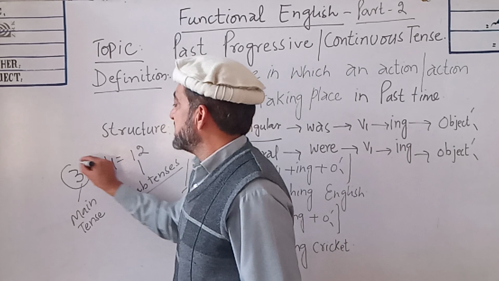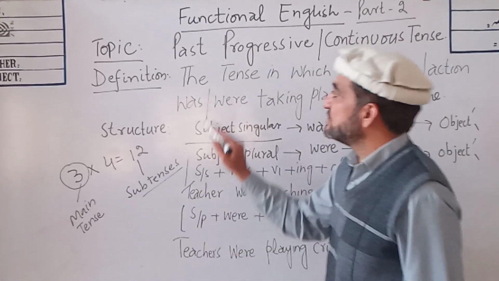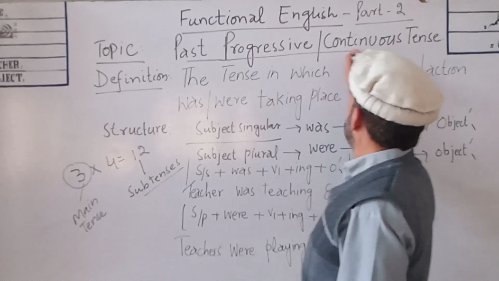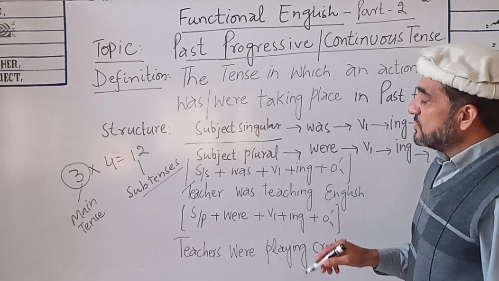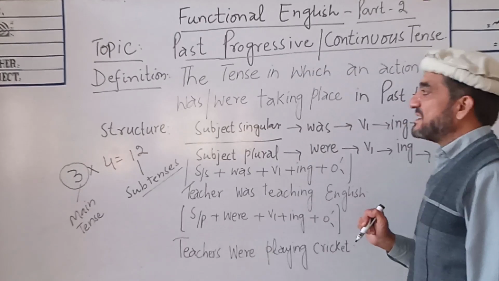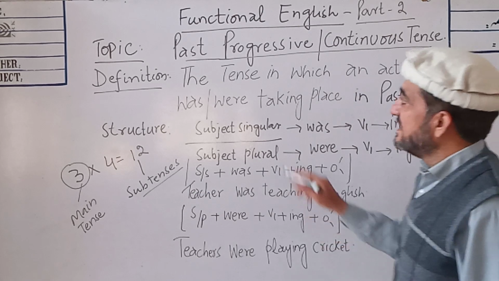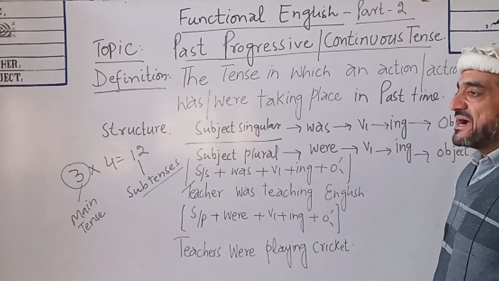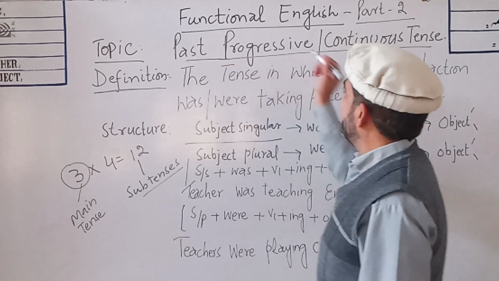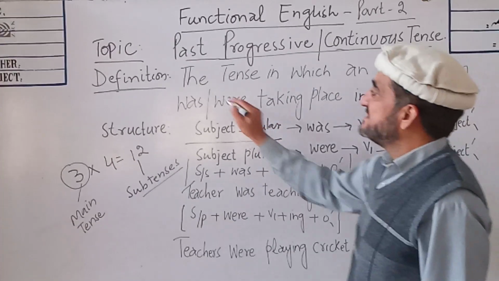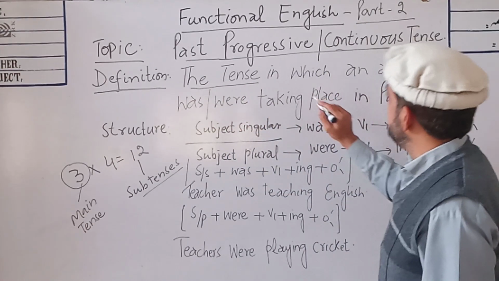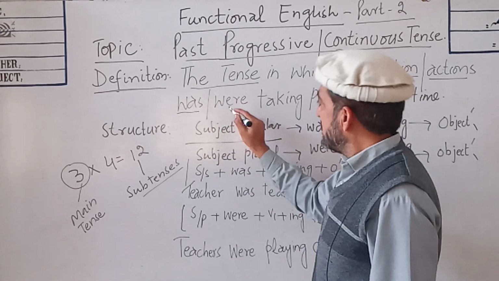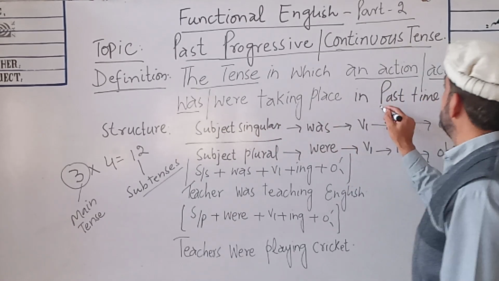Because past tense is further divided into 4, in which we have studied past simple, and today we are going to discuss past progressive or past continuous tense. So this is the second subclass of main past tense, but we should try to know the main idea by defining a term. So past progressive or continuous tense is defined as the tense in which an action or actions was / were taking place in past time.